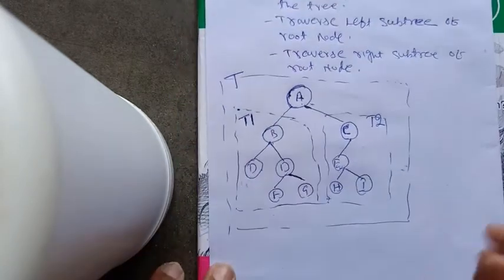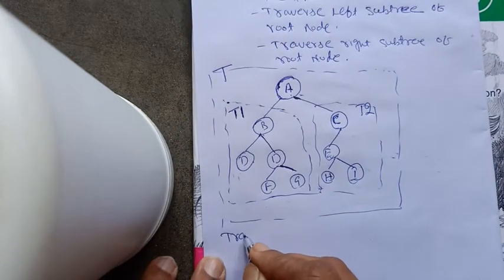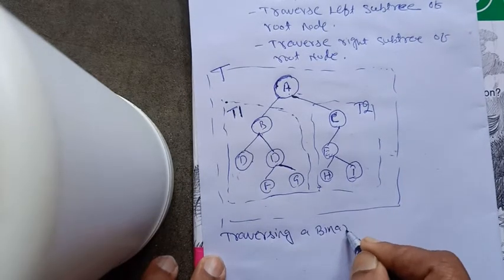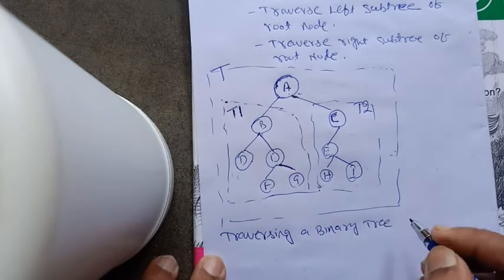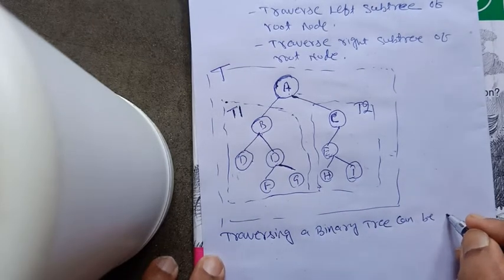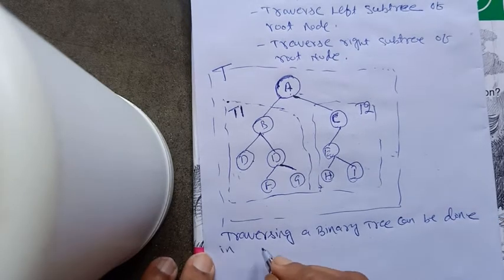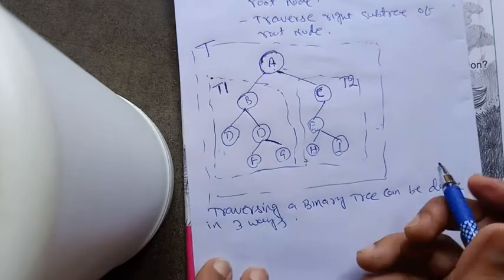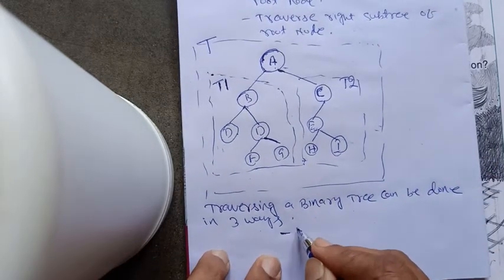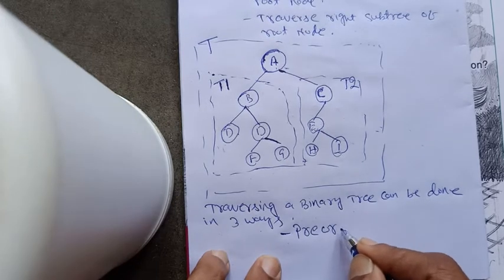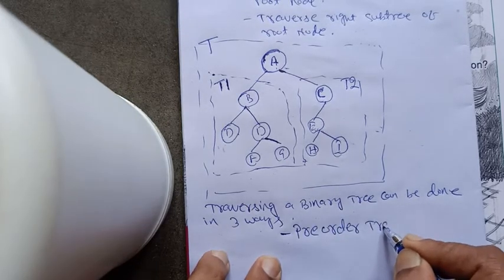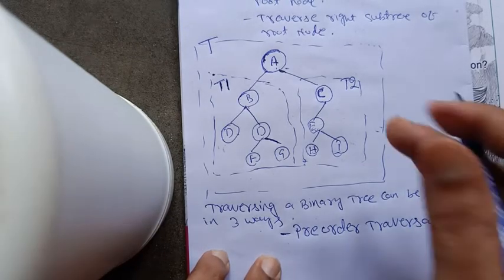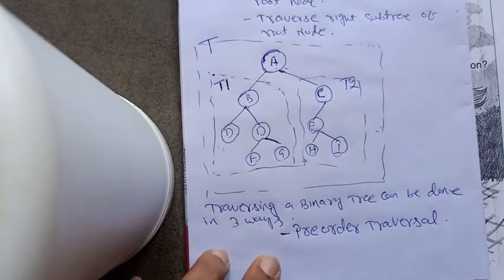So we can say traversing a binary tree can be done in 3 ways. There are 3 mechanisms of traversing a binary tree. What are the 3 mechanisms? One is known as pre-order traversal. This is one technique, pre-order traversal. So we can traverse a binary tree using the pre-order traversal method.